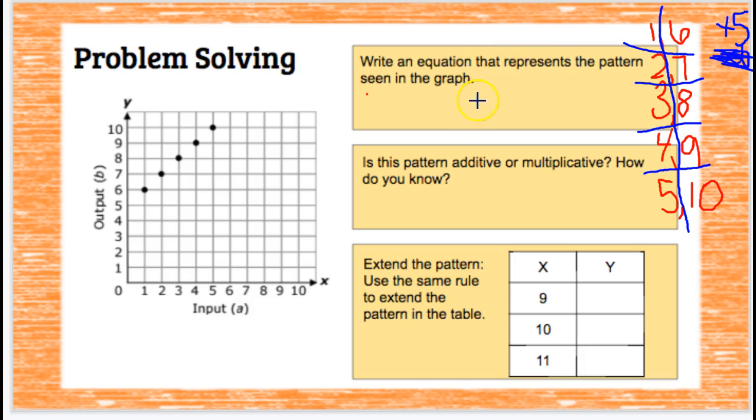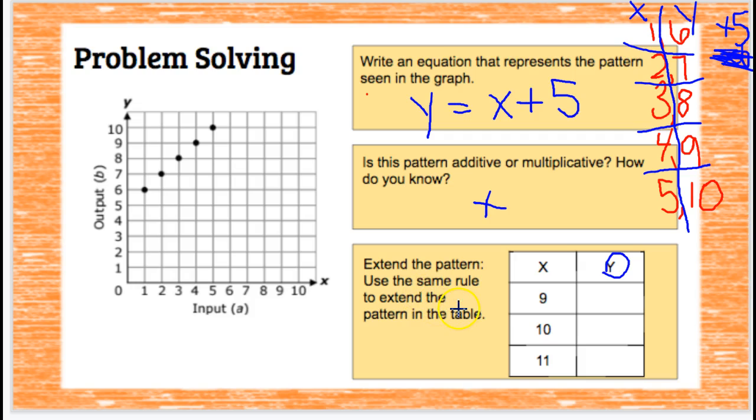So our equation would be, I'm missing y, so it would be y equals x, because that's what I have. I have my x plus 5, because this is my x, this is my y, so I have x plus 5 equals y. So y equals x plus 5. So is this pattern additive or multiplicative? How do you know? It would be additive because we added 5.